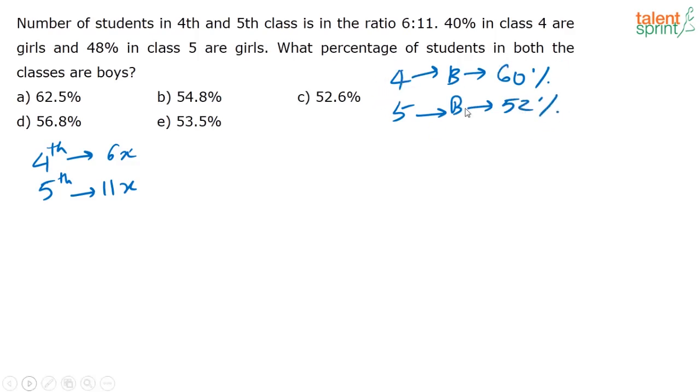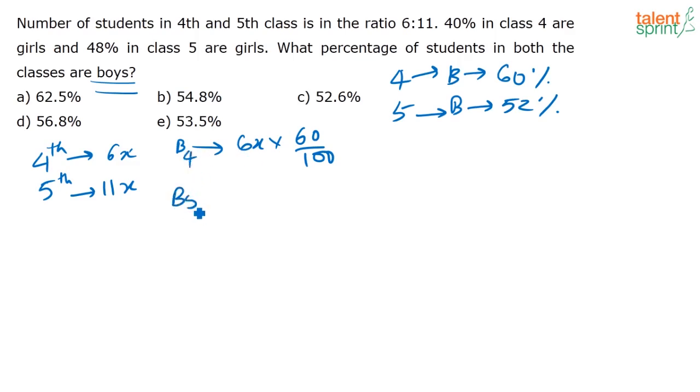See, in the question they are asking you the percentage of students in both the classes that are boys. So, actually we don't need any information about the girls. So, what I do is I find out the percentage of boys in each class, which I have got. Now, in 4th standard, totally 6x students are there. So, how many boys are there in 4th standard? 6x into 60 by 100, correct? 60% of this 6x is boys. So, this is for 4th standard.